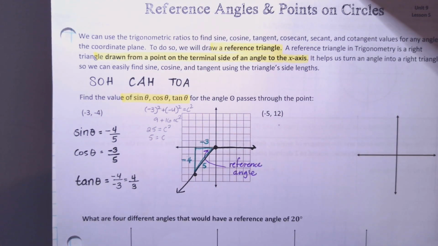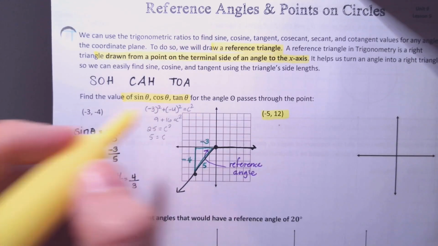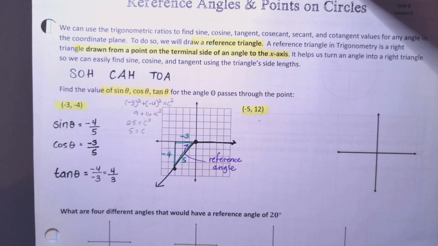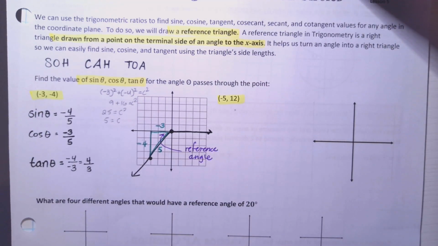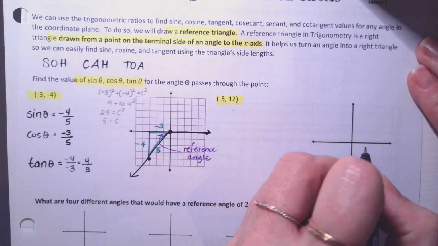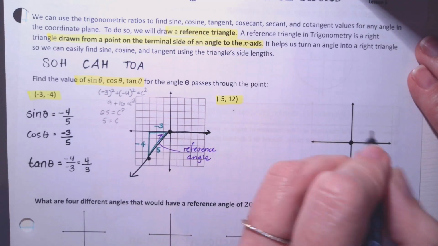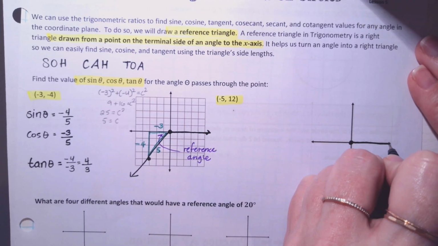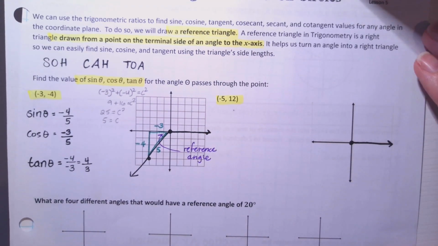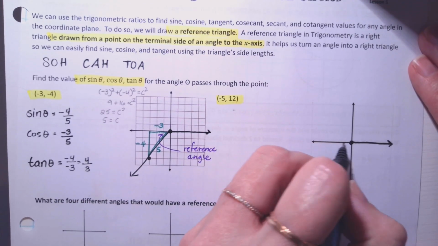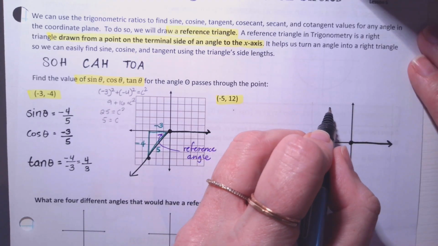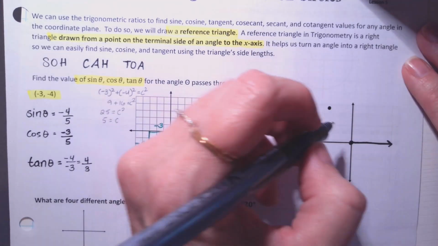Okay, similar for the next one. The next one, though, is passing through the point -5, 12. Notice I didn't put any lines on this one, only just because I would need a large coordinate plane to get to 12. So I'm just going to kind of approximate where 12 would be. We are still going to draw this angle in standard position, so it has its vertex at the origin. Its initial ray is on the positive x-axis, and then it needs to pass through the point -5, 12. So -5, 12 would be left 5 and up 12, which I'm just going to approximate as right there.